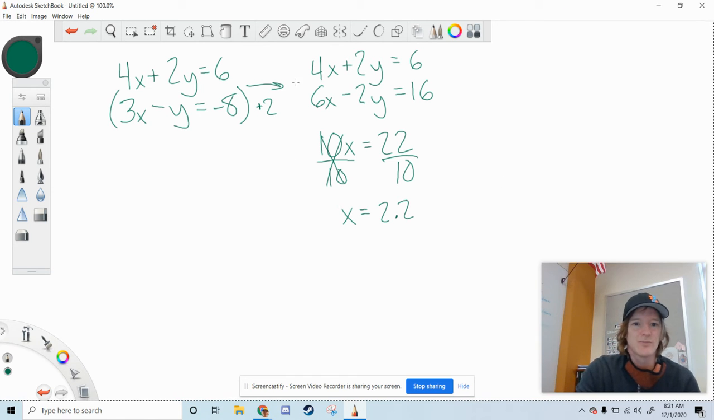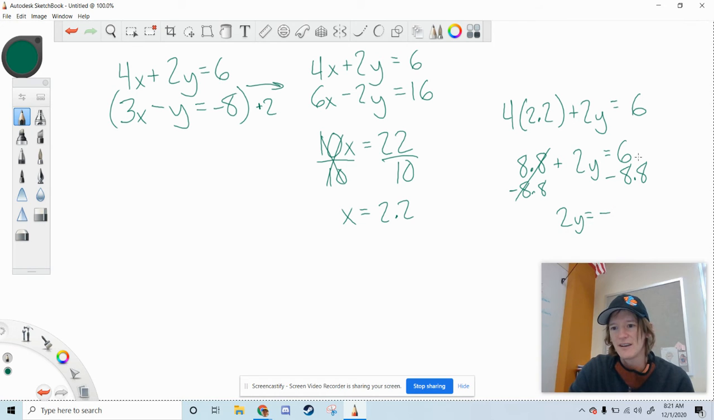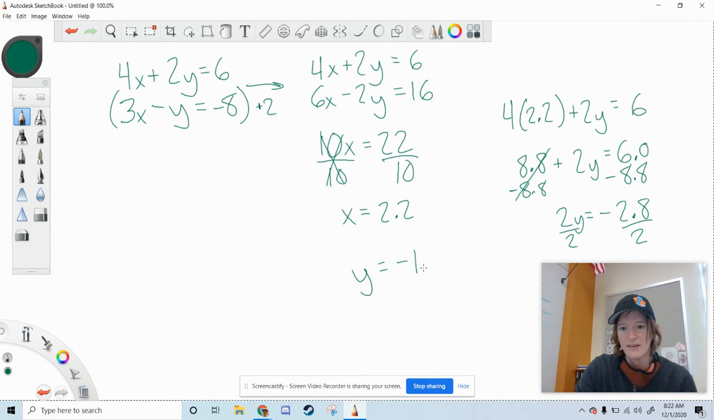So we're going to take this value of x, we'll put it in this top equation. So we'll have 4 times 2.2 plus 2y equals 6. 4 times 2 is 8, so this will be 8.8 plus 2y equals 6. We'll subtract 8.8, subtract 8.8, so 2y equals negative 2.8. So 8 minus 6 is going to be 2.8. Divide by 2, we get y equals negative 1.4. I apologize for that one.